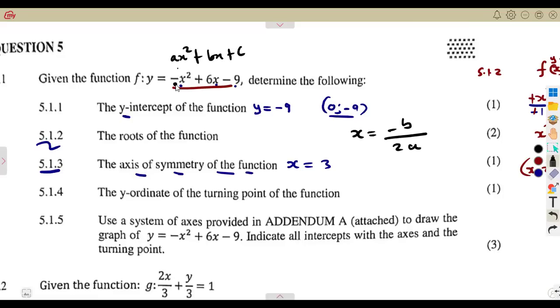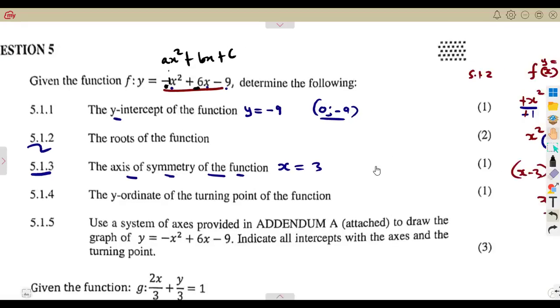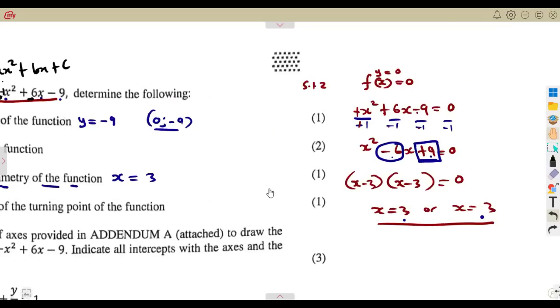A is minus 1. B is 6. So we are going to have x equals minus b, which is the coefficient of x, 6, over 2 times a, which is minus 1. This is still going to give us the same value of x, which is 3. Or you can analyze from the roots that you are given.